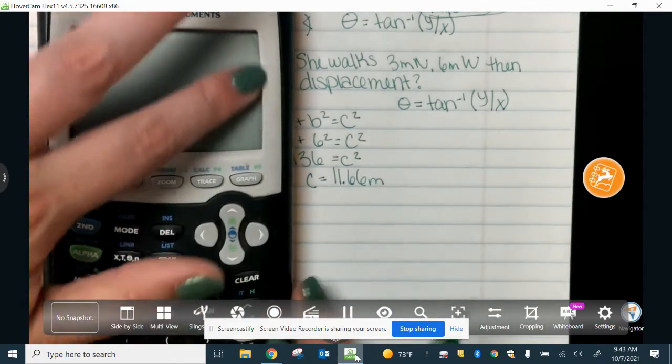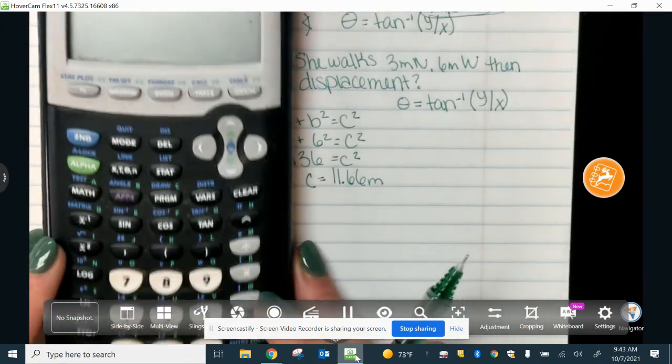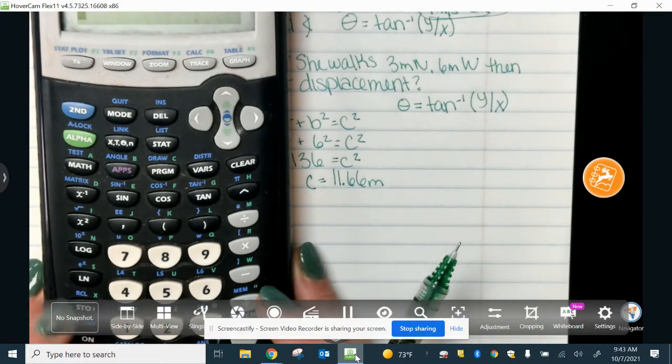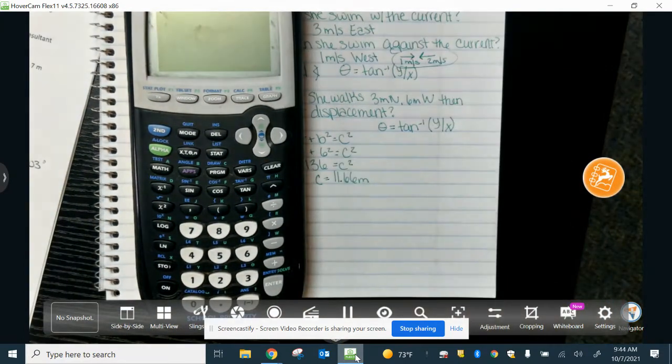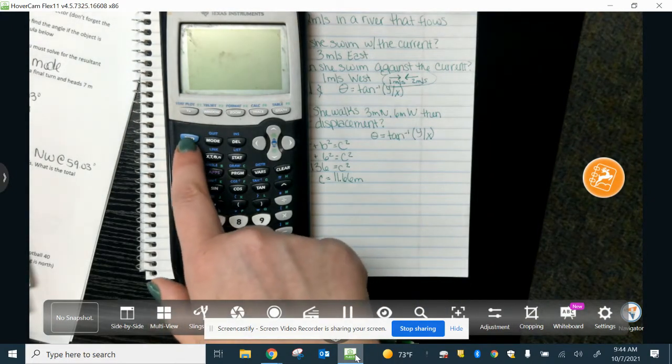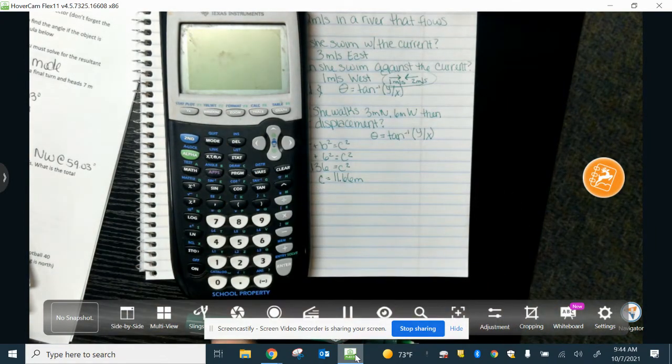So sorry that my calculator really needs a bath. All right, we're going to turn it on. Let's zoom out a little bit so you can see my everything. All right, my calculator is on. I'm going to hit second, my blue button. That gives me error right here. I'm going to hit mode.